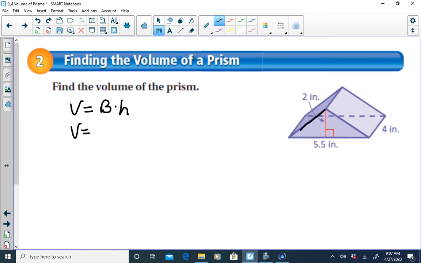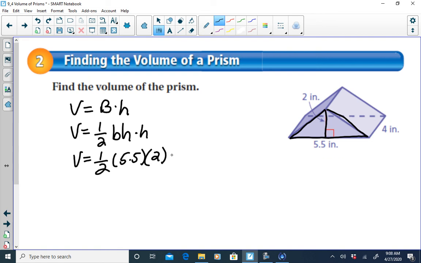Well, we start with our base area. Our base area is the area of this triangular face here, in the form of a triangle, and that's going to be 1/2 base times height. But then we have to multiply by the height of the triangle here. The height of the triangle is going to be, let's see, 2 inches. So volume is going to be equal to 1/2 times the base of the triangle, which is 5.5, times the 2. But then we have to multiply by the height of the prism as it sits on its base.